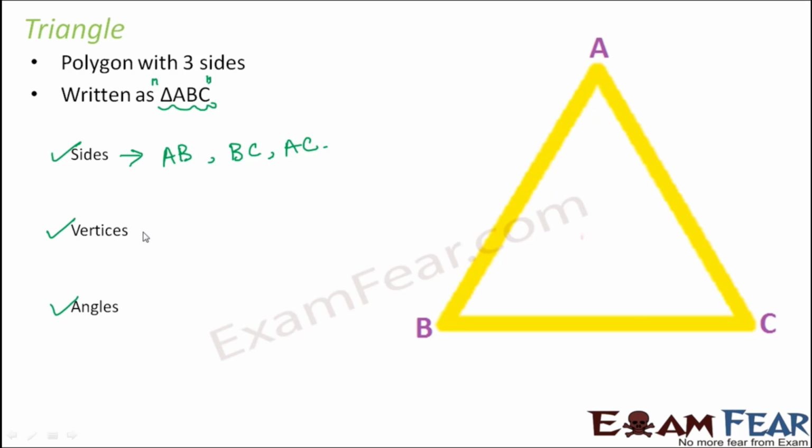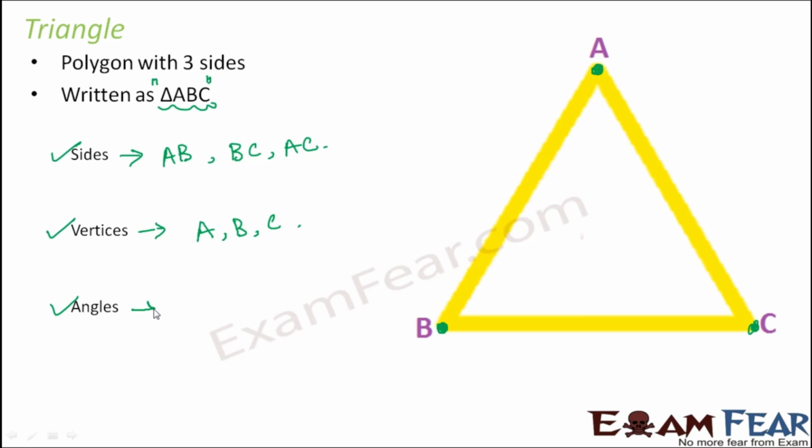So what are the vertices? Vertex refers to that point where two sides meet. So you see point A is one vertex because AB and AC meet at A. Similarly, B is another vertex because AB and BC meet at B. C is another vertex because AC and BC meet at C. So therefore points A, B and C are the vertices.